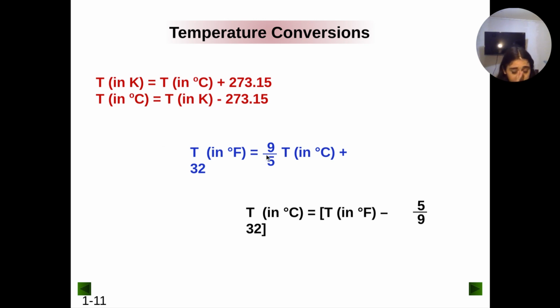Here, you multiply by 9 and divide by 5, whatever number is in here, and you add 32. Here, same again. Whatever you have in here, you are going to multiply, divide, and minus 32. These are equations that you are going to want to save and look back to.